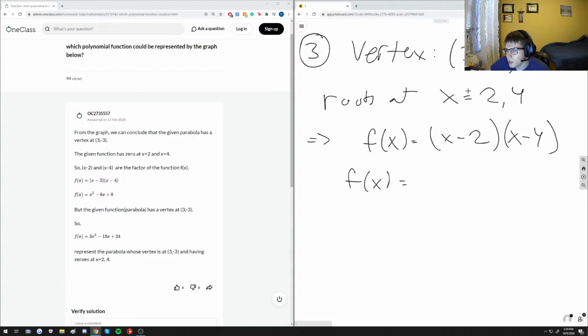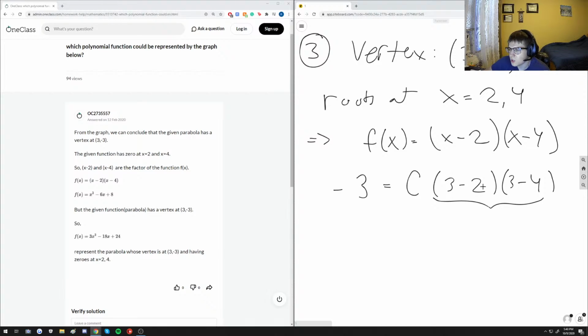The other thing is that we have to make sure that the vertex satisfies this equation. And if it doesn't, we have to add some sort of factor, because that's what is wrong with our function. So f of x in this case is going to be minus 3, and plugging in for x, we get (3 minus 2) times (3 minus 4), and then some sort of constant, c. If (3 minus 2) times (3 minus 4) is minus 3, then c is just 1.